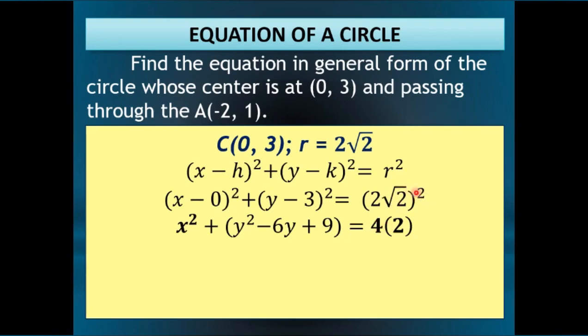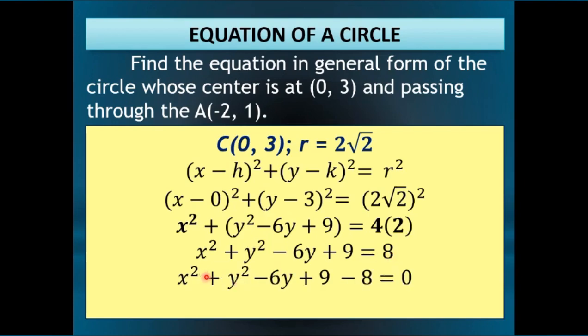And for the square root of 2 squared, the square and the radical sign cancel, so we still have times 2. Then we simplify it more. We'll have x squared plus y squared minus 6y plus 9, and then 4 times 2 is equal to 8. Then we combine our constant terms.